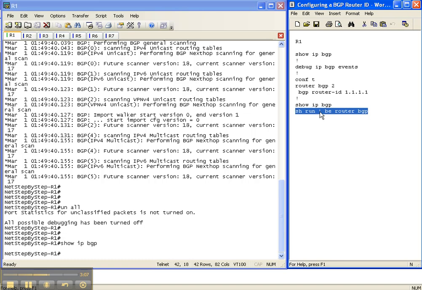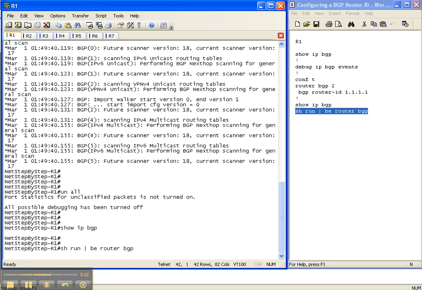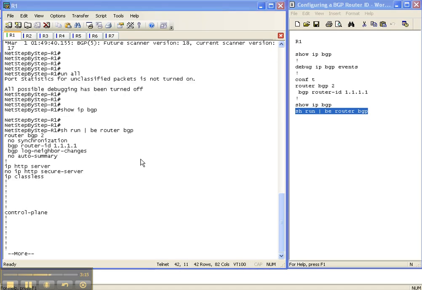Let's look at what the running config looks like now. And as you can see from before, we had those three default commands that were put there when we enabled the BGP process of no sync and log neighbor changes and no auto summary. But now here on router 1, we also have our BGP router ID of 1.1.1.1, which once again is the loopback 0 address. So that is how you hard code a BGP router ID.